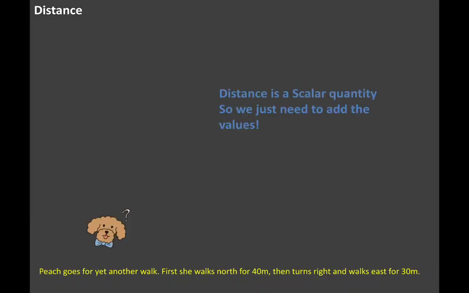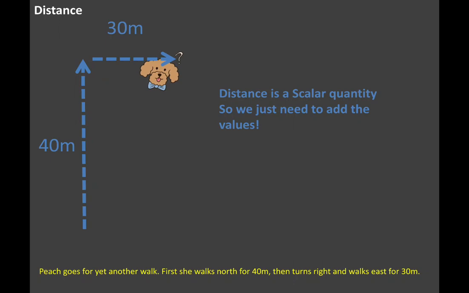Very good. Now Peach goes for yet another walk. First she walks north for 40 meters, then turns right and walks for 30 meters. Now this is 40 meters, and then to the right she walked for 30 meters. These are two vector quantities that are acting at right angles to each other, right? This is a right angle between them. This works for all of the vector quantities, not just for distance and displacement.